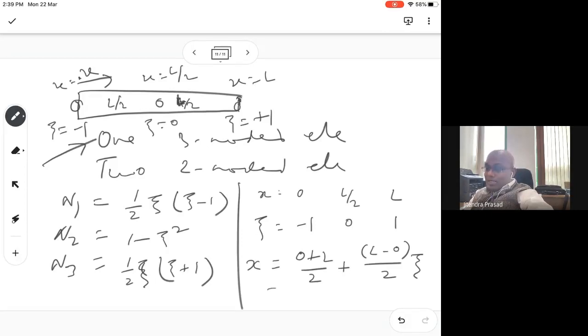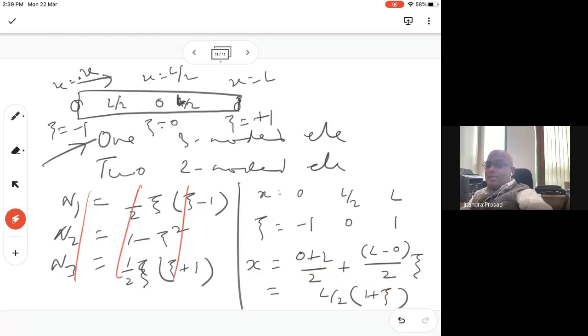So what you get is x equal to L over 2, 1 plus xi. Right? You can see that if you put minus 1, you get 0, you put 0, you get L over 2, you put 1, you get L. So this is how the transformation is. Okay, so once you have that, next thing is finding out the stiffness matrix.